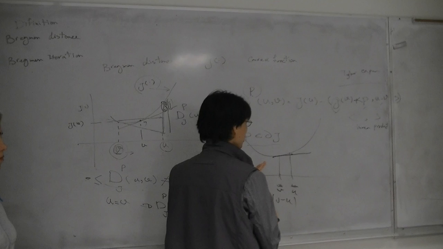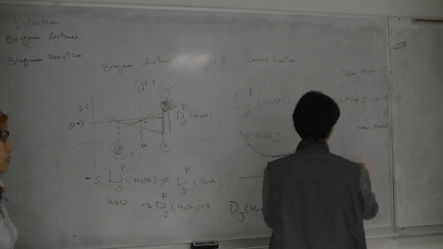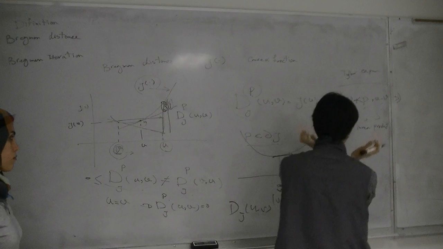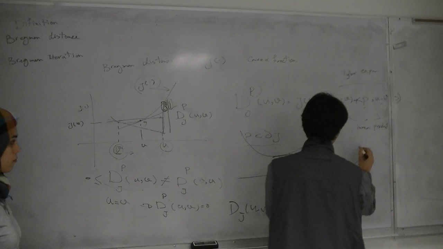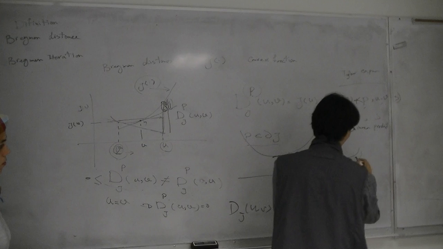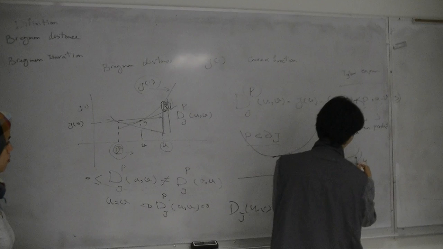Of course you can go high dimensional also. This is 1D and high dimensional. You just have a ball here, and a point here, and also another point here, like this point is V here. I don't know how to draw that. And that's another point U here. Then maybe the tangent is like something I don't know how to draw. And then this will be the Bregman distance also.